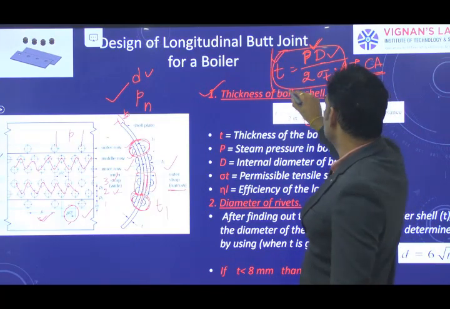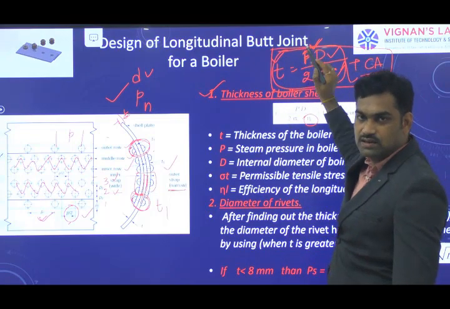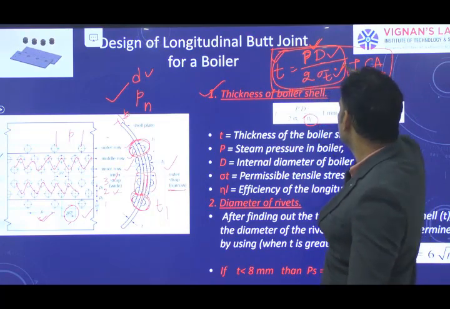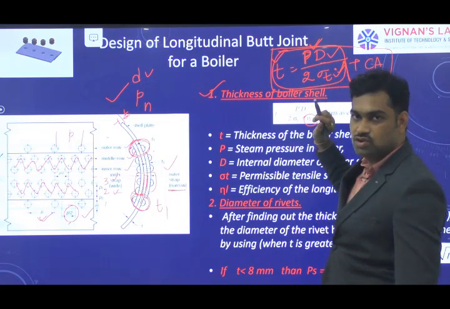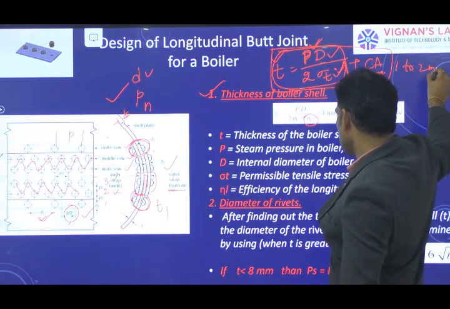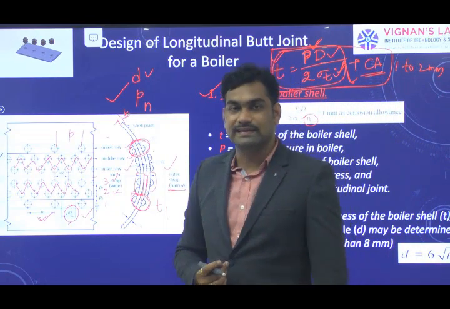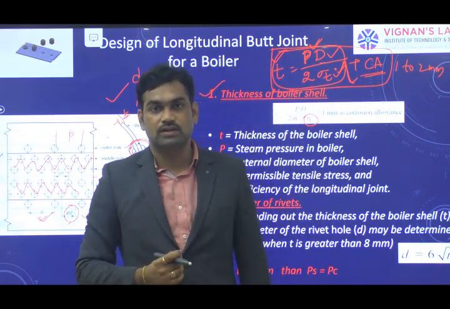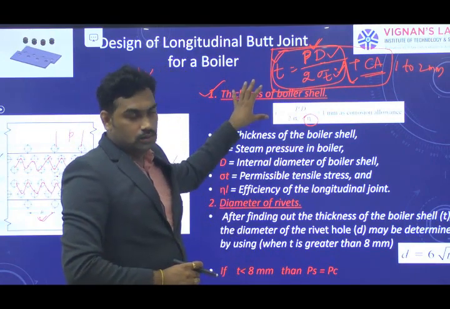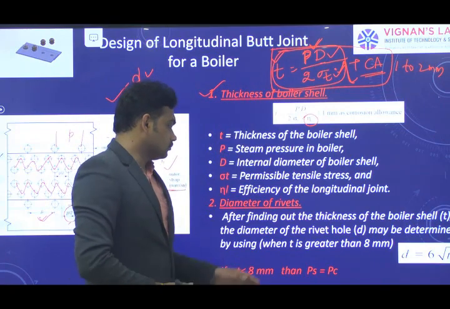Finally, the thickness of the plate is calculated by t equal to PD by 2 sigma t eta plus Ca, where P is the pressure inside the boiler, D is the diameter of the boiler, sigma t is the tensile strength, eta is the efficiency of the joint, and plus corrosion allowance, which you can take as 1 to 2 mm. This is the very first step in the design: you find the required thickness of the boiler plates or shell. Clear? That is how we can find the thickness of the boiler shell.